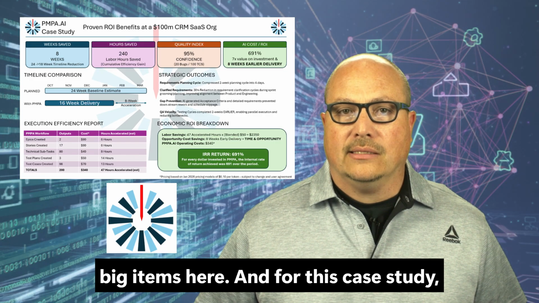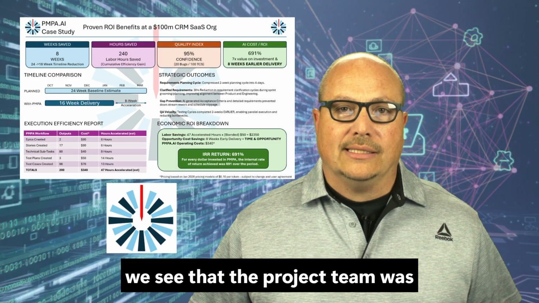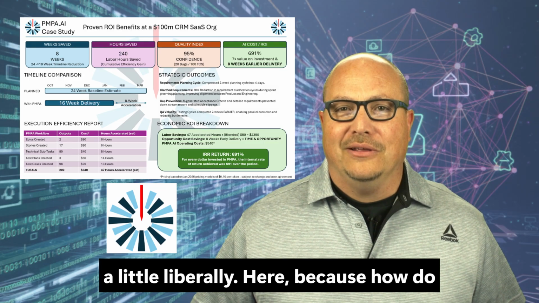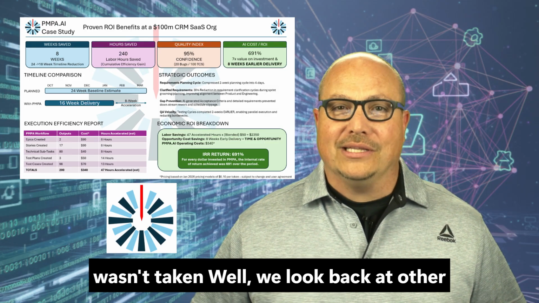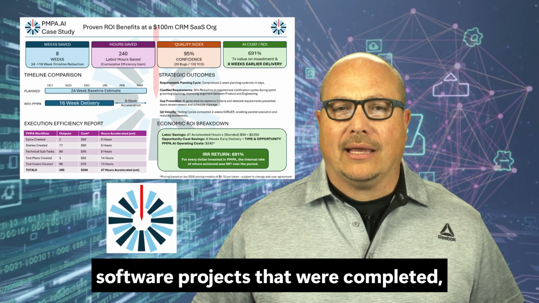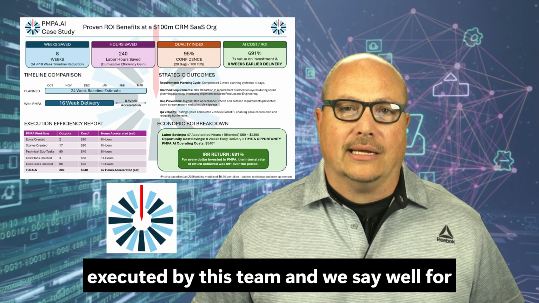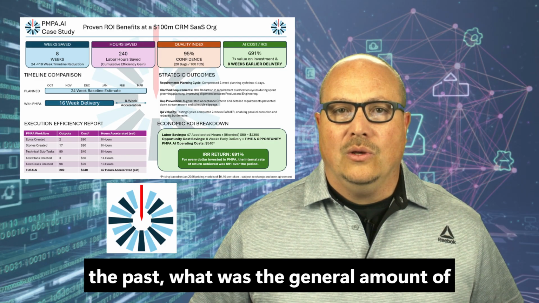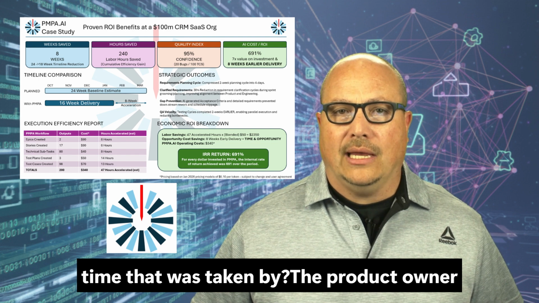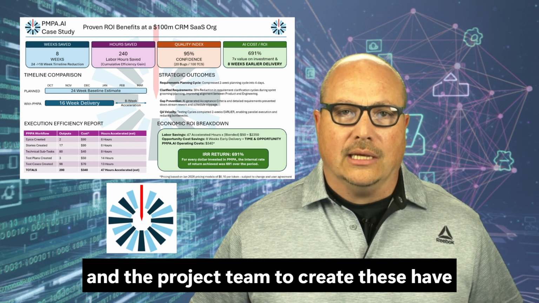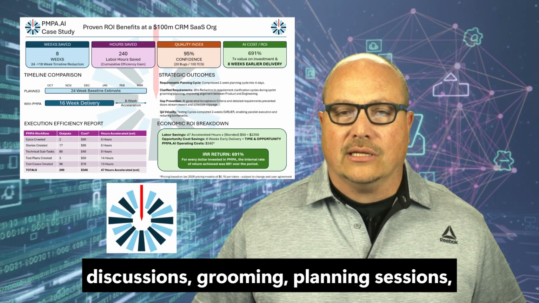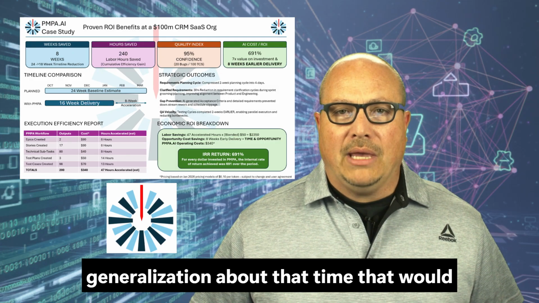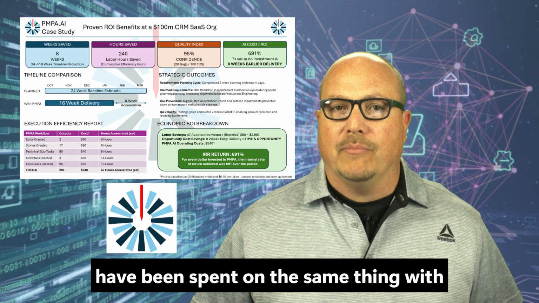And for this case study, we see that the project team was accelerated 47 hours. We use that term a little liberally here, because how do you measure empty space, the time that wasn't taken? Well, we look back at other software projects completed by this team, and we say, for the epic features that were created in the past, what was the general amount of time taken by the product owner and the project team to create these, have discussions, grooming, planning sessions, argue over, refine, and we make a generalization about that time that would have been spent.